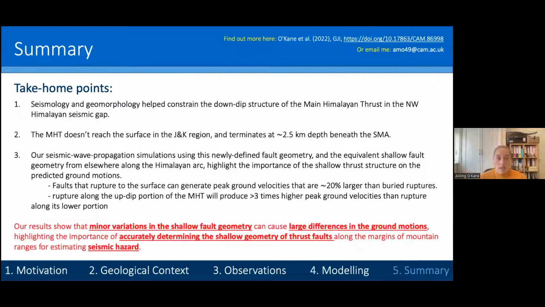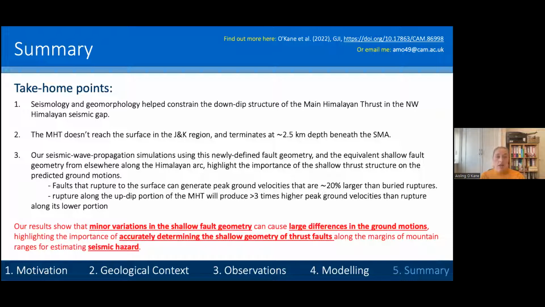So just to summarize, our take-home points are: we've used the seismology and geomorphology to constrain the down dip structure of the main Himalayan thrust in and around the seismic gap around Jammu. We know that the main Himalayan thrust doesn't reach the surface in the region, but it is shallowly buried at 2.5 kilometers depth. And our seismic wave propagation modeling was able to determine that faults that rupture to the surface can generate peak ground velocities that are 20% higher than those that rupture on buried faults.